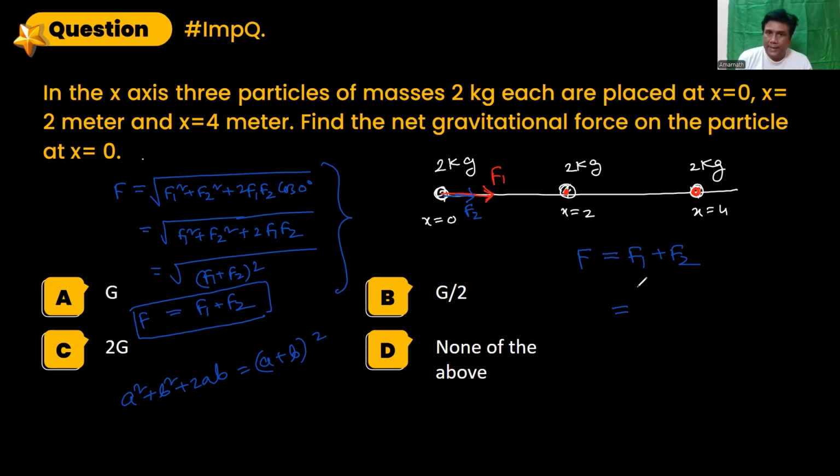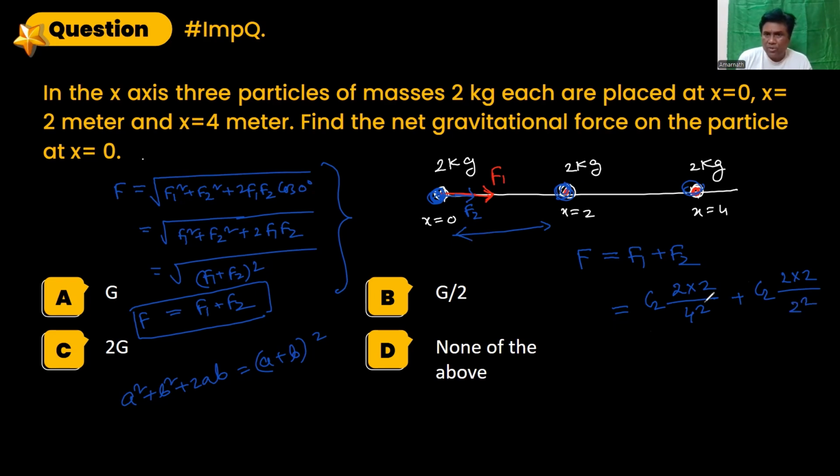Now, F1 is what? F1 is the force between 2 kg and this 2 kg. The formula will be G into 2 into 2 by 4 square, because the separation is 4. Now F2 is what? Force between 2 kg and this 2 kg. The formula will be G into 2 into 2 by, but this time the separation is only 2, so it will be 2 square.